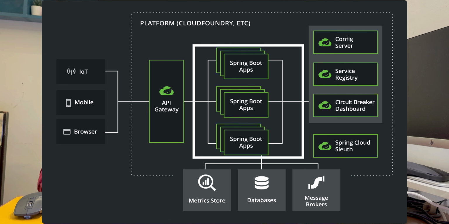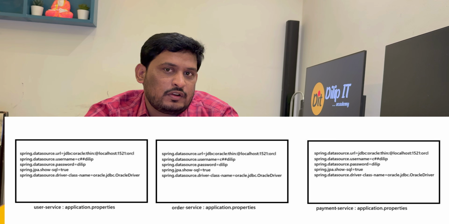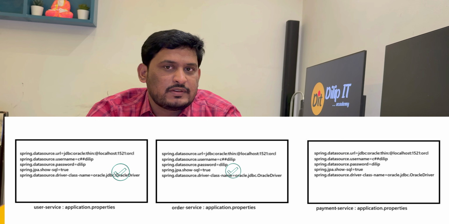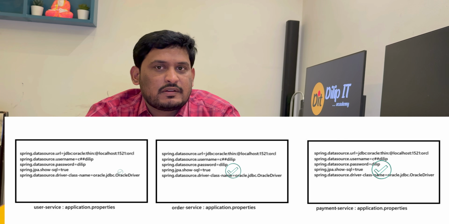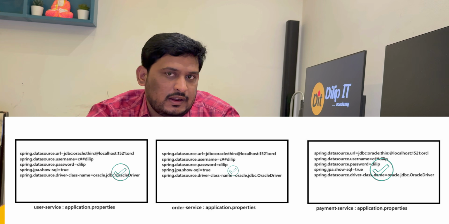Generally, whenever we are working with microservices, assume you have 30 to 40 microservices in your application, then every microservice requires DB credentials, for example. Then what are we going to do? We are going to provide the DB URL, username, password, all this information individually at every microservice's application.properties file level, right?